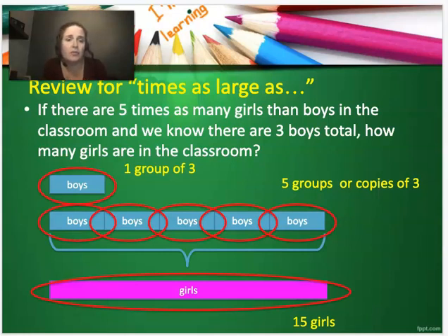So this is a good review for times as large as. If there are 5 times as many girls in the classroom as boys, and we know there are 3 boys total, how many girls are in the classroom? So you can see if we represent the one group of 3 as boys, we can make 5 copies of the boys, and that must be the number of girls. So we're doing 5 groups or copies of 3, and we get 15 girls.